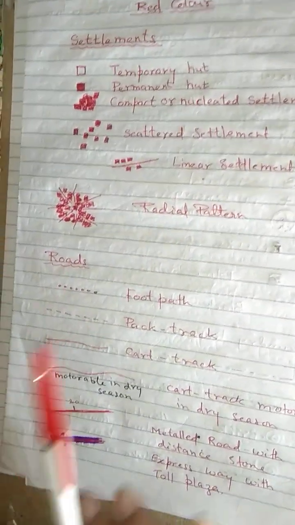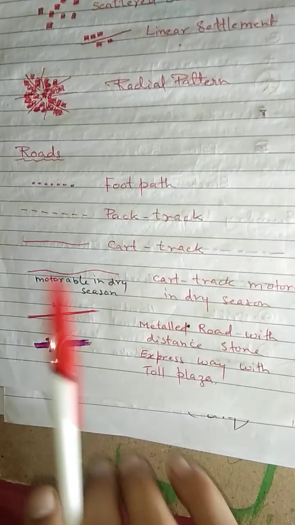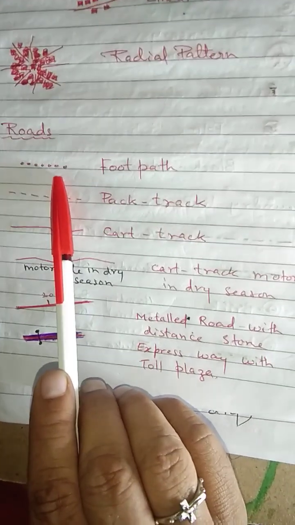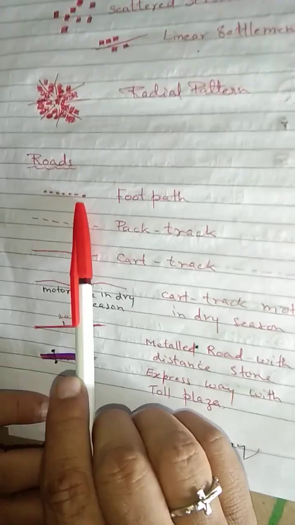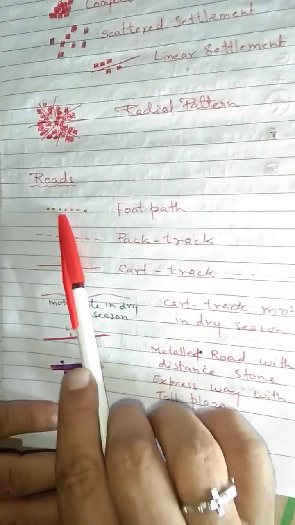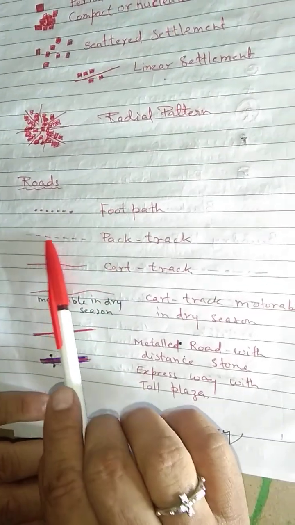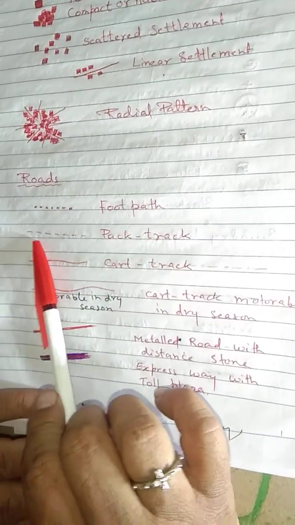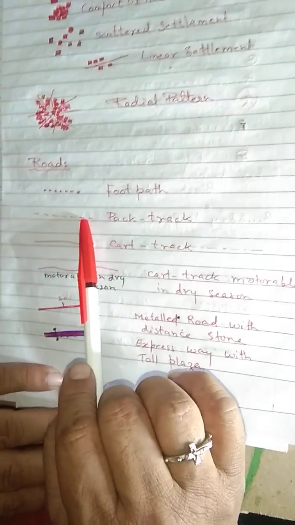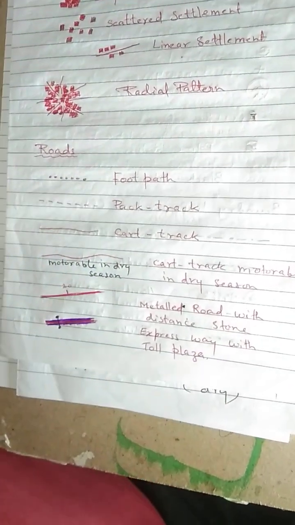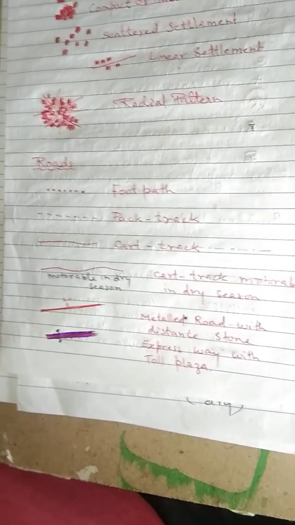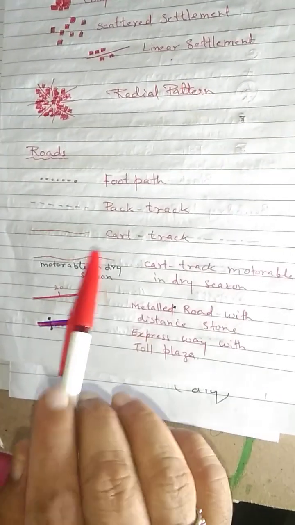Then we have roads in the red color. This is a footpath. Generally you will find footpaths in very densely forested regions. In a very green color area, dense forest, you find the footpath. Then we have a pack track. A pack track will generally be found in high terrains, mountainous regions, where cart tracks and other types of roads cannot be built. Pack means like a small horse.